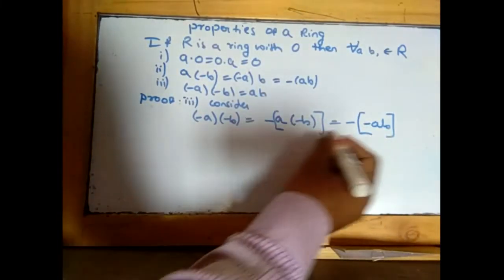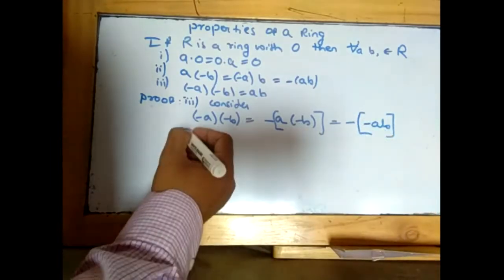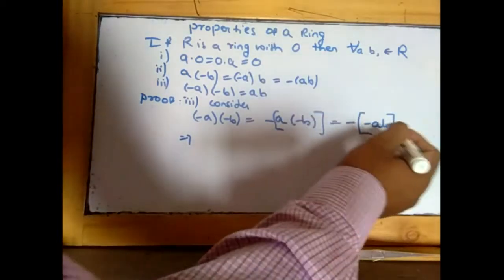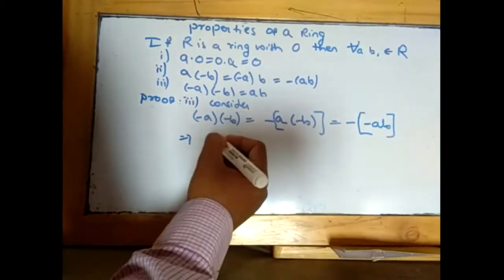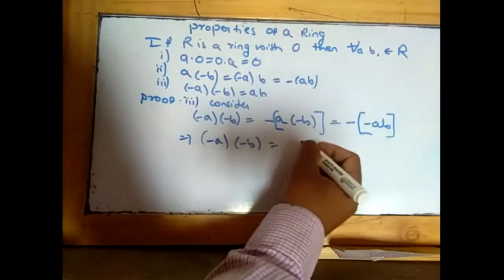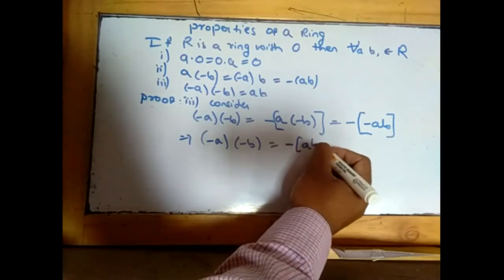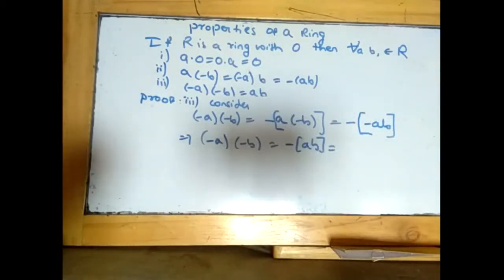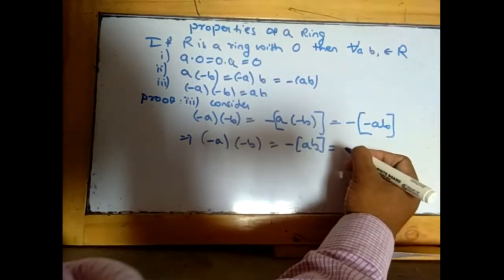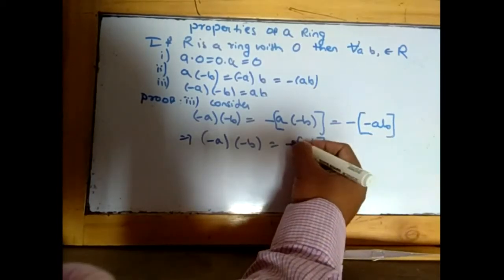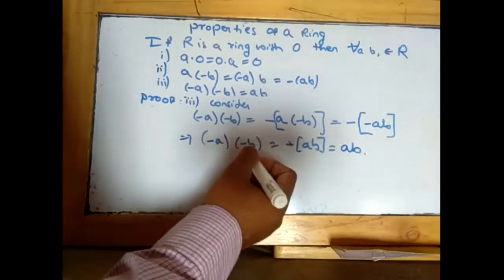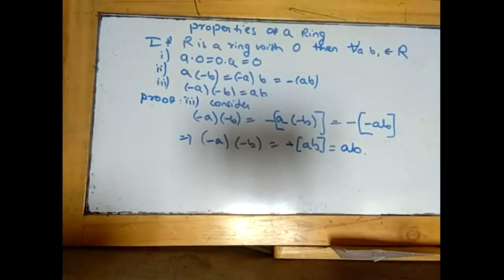Now minus ab is nothing but what? Inverse of ab. So minus ab is the inverse of ab. So therefore minus a into minus b is equal to minus of ab, because minus ab is nothing but the inverse of ab. So the inverse of ab is, that is ab, or again it gives, minus becomes plus, this is equal to ab. So this is the third one.